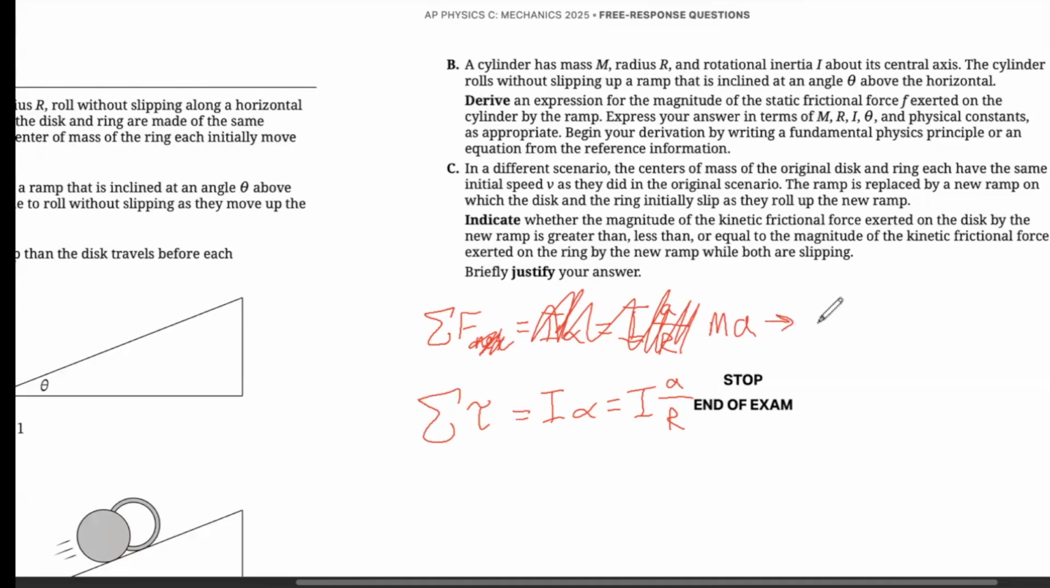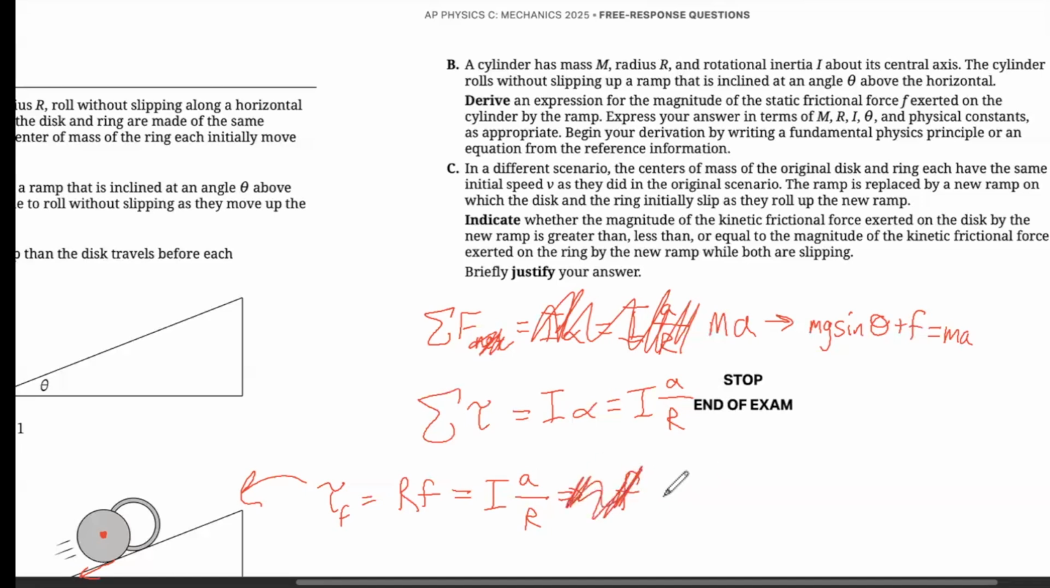Well, net force is going to be given by the sum of the component of gravity going down the ramp plus the static friction force, and that'll equal ma. Meanwhile, for the torque, it depends on where you set your axis to be. You can choose your axis wherever you want. I am going to set my axis to be the center of the object. That means that the torque due to static friction is going to be given by radius times friction force, and that's going to equal I a over R. Or in other words, a is equal to R squared F over inertia.